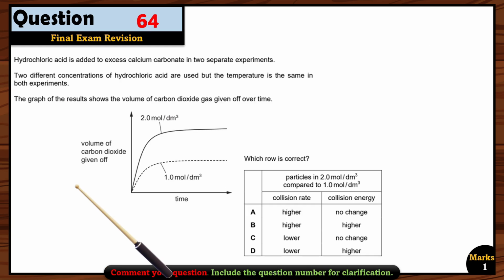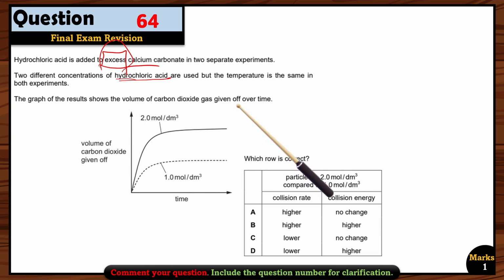Let's see another question now. Question 64: hydrochloric acid is added to excess calcium carbonate. Don't forget the excess is a very important piece of information, okay? This one will actually decide your answer. And also you have to look at the graph now. In two different experiments, two different concentrations of HCl are used, but the temperature is the same in both experiments. The graph of the results shows the volume of carbon dioxide given off over time.